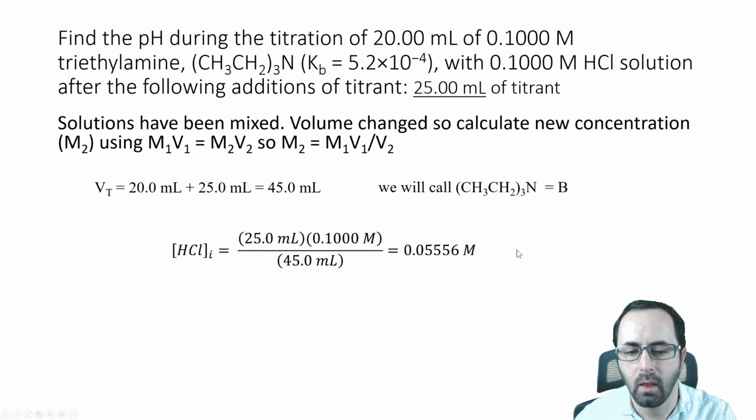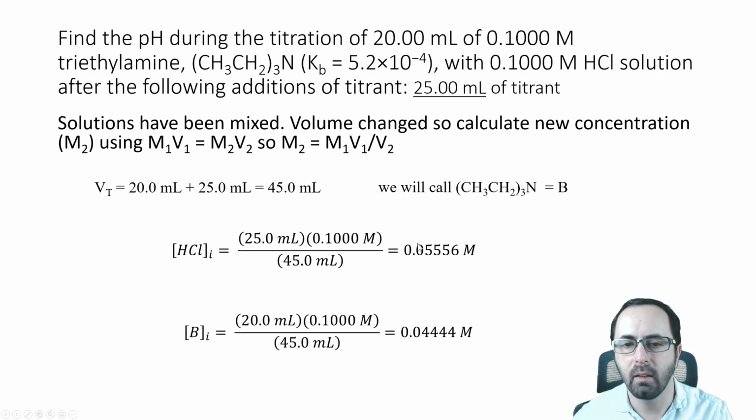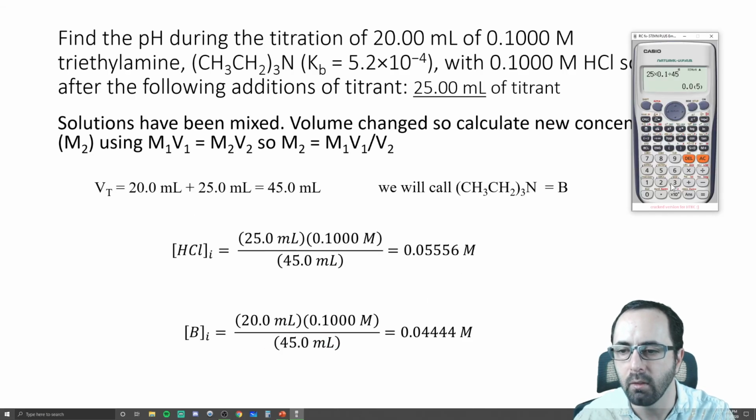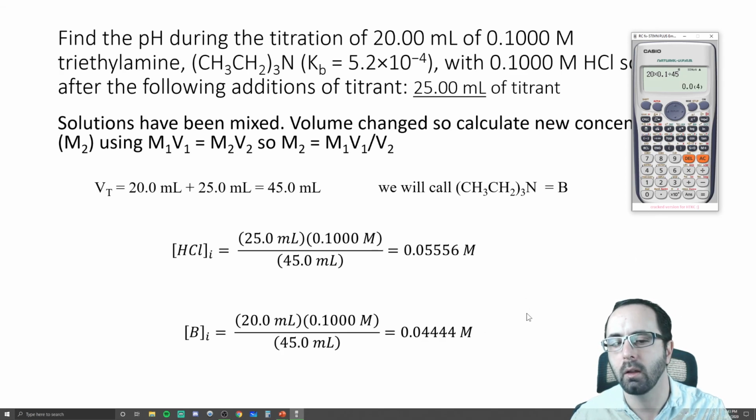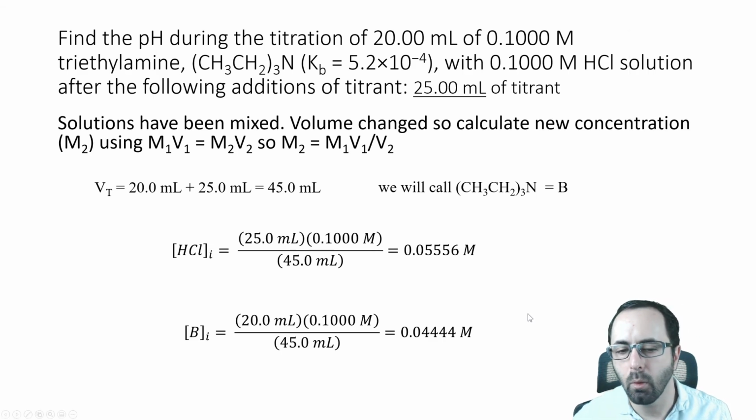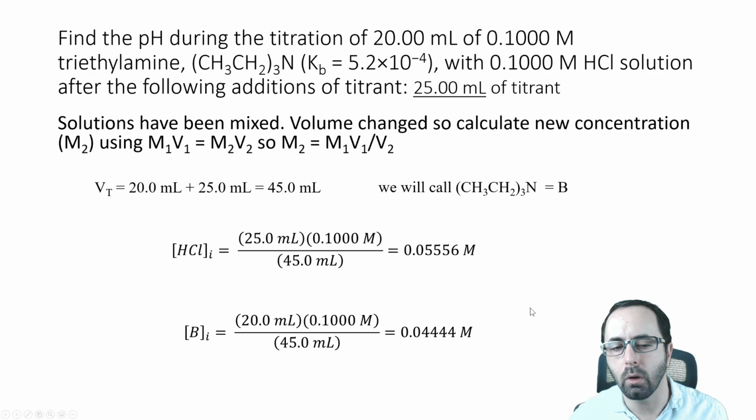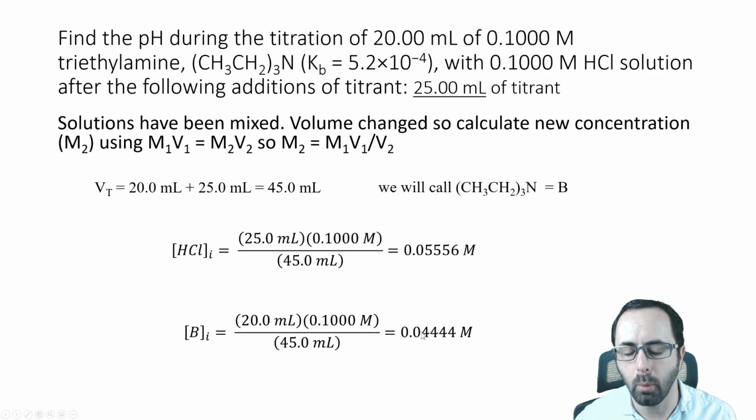Okay. And for the base, its initial volume, volume 1, is 20 milliliters. Its molarity 1 is 0.1 molar. And its final volume, volume 2, is 45 milliliters. So that will give us the final concentration: 20 times 0.1 divided by 45 equals 0.044444. Okay, so now we have our concentrations to go into our first step, the stoichiometry step, where we assume 100% reaction of the strong acid, or, if it runs out first, the weak base.